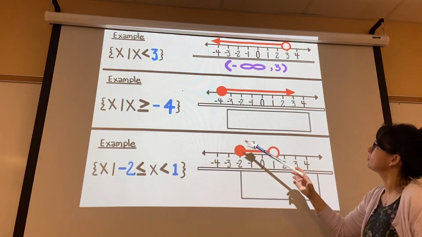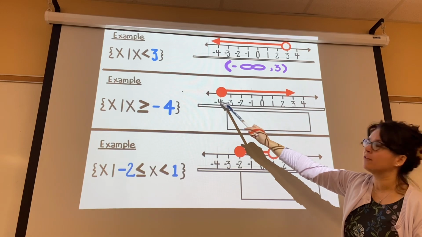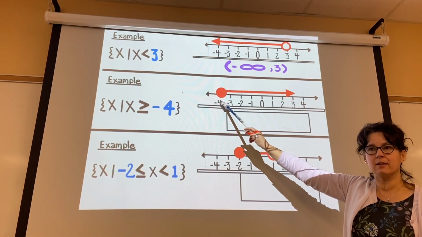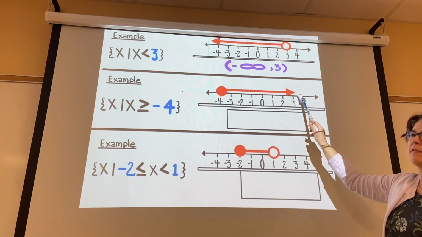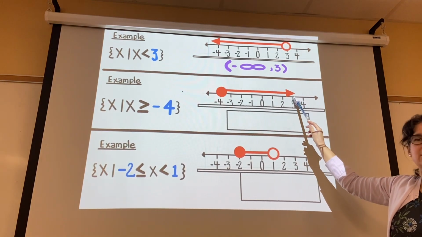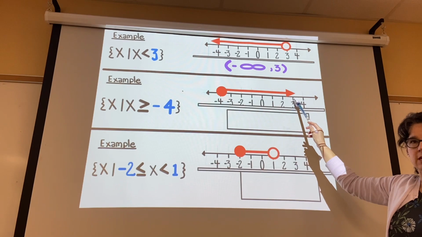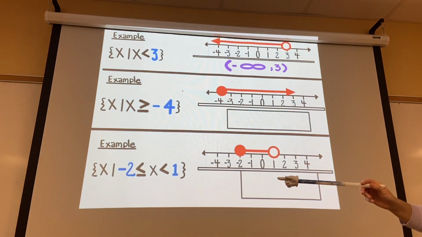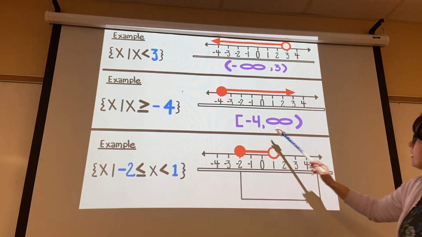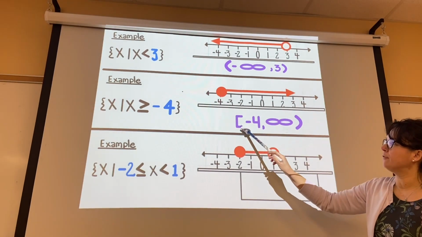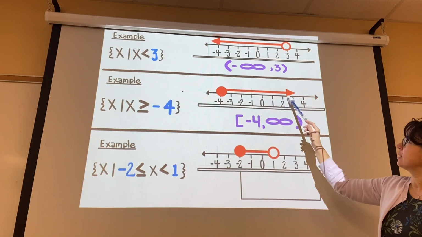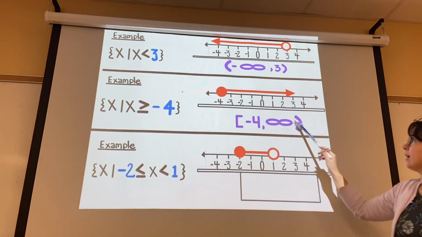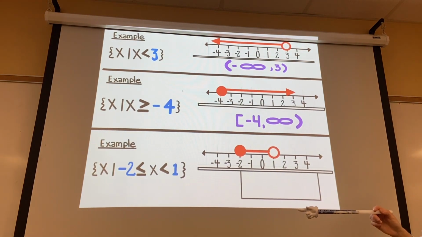Okay, so let's do this one. I start at -4, and that's going to be a bracket because it's a closed dot. And then I go to the right forever, and that's infinity. And the symbol that goes with infinity is a parenthesis. So this one is going to be bracket -4 because of the closed dot, and then infinity because forever to the right. And then parentheses go with infinities.